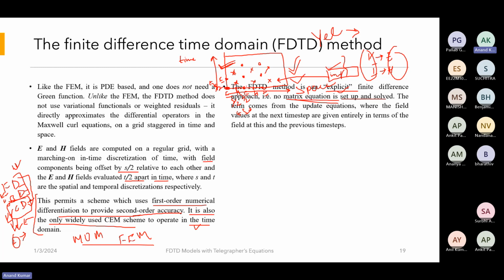As you have seen, once we have the space defined, we can just use the previous values. For example, if you're trying to find the latest electric field value, this can be calculated using the previous electric field values and the previous magnetic field values. We don't have to set up any matrix to calculate this. Hence, this is an explicit method.